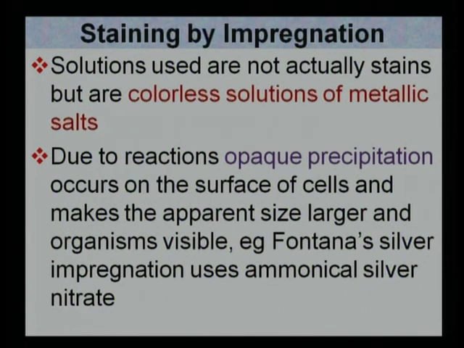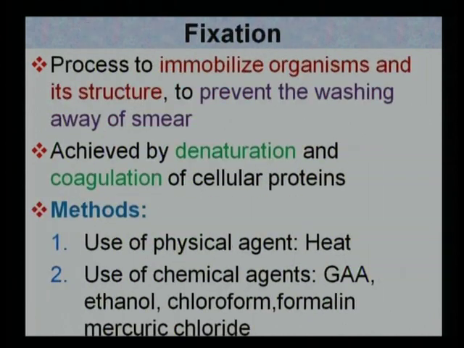As a result, what happens? Because they are opaque in color, it will make the cell or the component colored, and another important advantage is that it increases the apparent thickness of the organism. As a result, it will also help in visualization of the cell. So that is the technique which we call staining by impregnation.